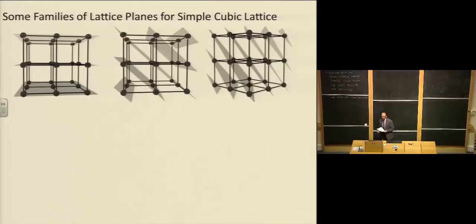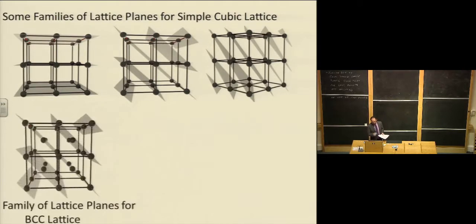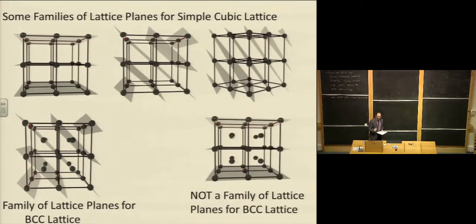So here's a simple cubic lattice and a couple of families of lattice planes. Each one of these is a lattice plane that cuts through an infinite number of lattice points, and they're equally spaced, and they include every single point in the lattice when taken all together. This is a BCC lattice, and there's a family of lattice planes for the BCC lattice that cuts through all the lattice points. This, however, is not a family of lattice planes for the BCC lattice, even though what's drawn are lattice planes. They are equally spaced, but they do not include every lattice point. They miss these guys here in the middle of the conventional cell. Therefore, it is not a family of lattice planes.